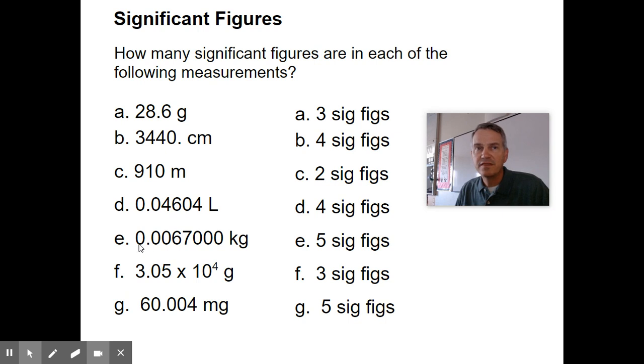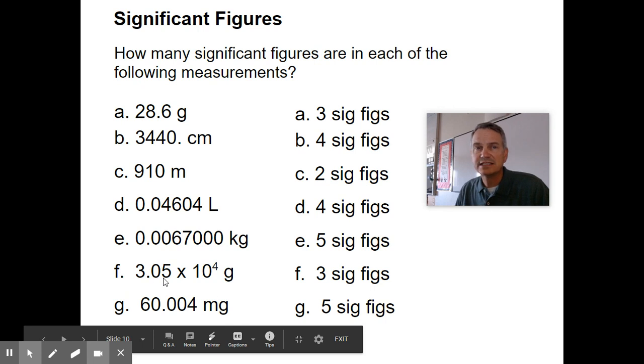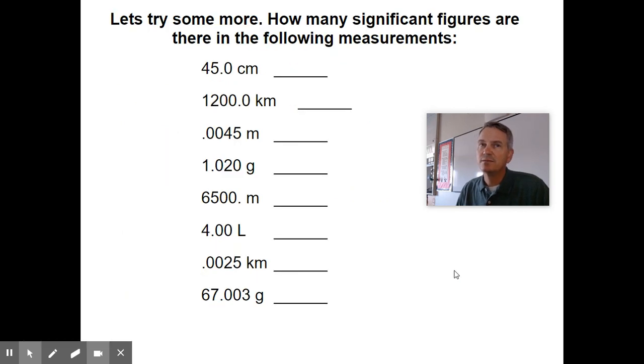Okay, for this one, these leading zeros are not significant, but those trailing zeros are. They indicate a degree of precision. So we're going to have 1, 2, 3, 4, 5 sig figs. Scientific notation, we will have 3 significant figures because there's 3 numbers there. And for 60.004 milligrams, there are 5 significant figures. All right, let's try some more. So go again, pause the video, answer these, and then we'll put the answers up in just a second.